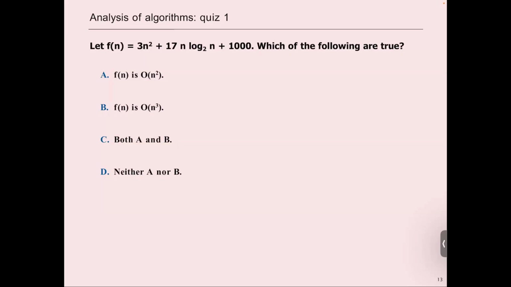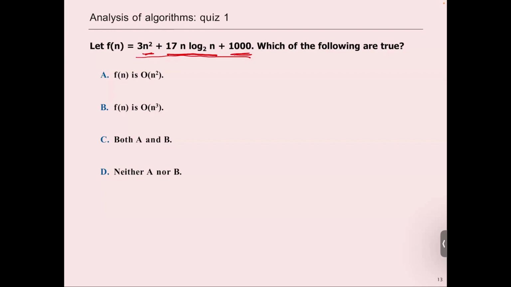All right, the question here is, which of these statements are true? Well, what we're going to do is compare the growth rates. When we're looking at the growth rates of this function, what term here is dominating the overall function? Well, the 1000, sure, it affects the function early, but as n gets really, really big, the 1000 doesn't matter that much. The 17n log n will matter, but it doesn't matter as much as the n squared. The n squared will end up dominating this function in the end.